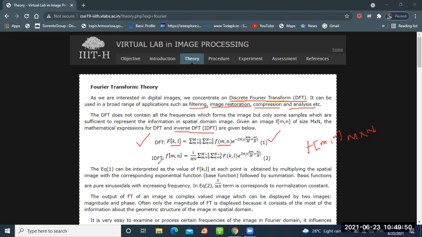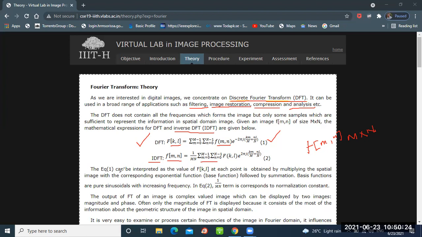Similarly, we can derive the original image, which is your f of m, n. Okay, now how is it derived? So with the help of IDFT, it is nothing but 1 upon capital M by capital N and double summation. Now m varies from 0 to M minus 1, then n varies from 0 to N minus 1. Now this is your F of k, l. Okay, now it is e to the power of 2 pi (k m divided by capital M plus n l divided by capital N).